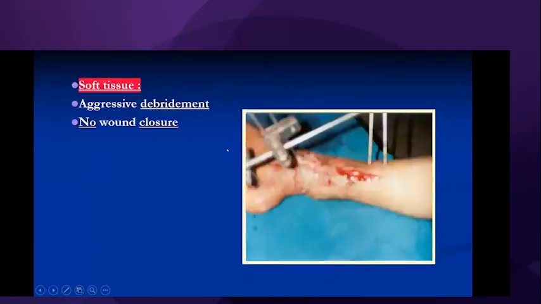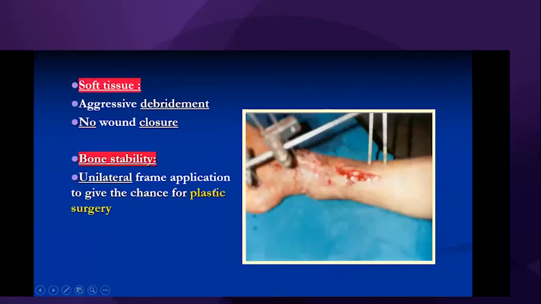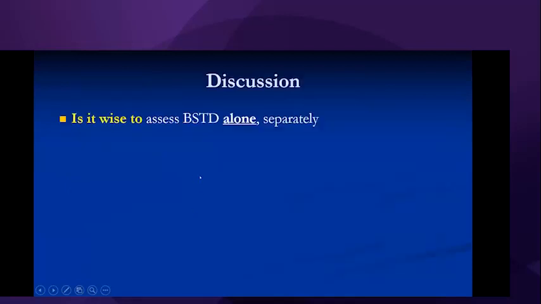So we dealt with it, as we think with each other, that it needs aggressive debridement and no wound closure, to give the chance for our friends to ask them. So we apply a unilateral frame, which gives a chance for the plastic surgery. We suggested that he would do the best.